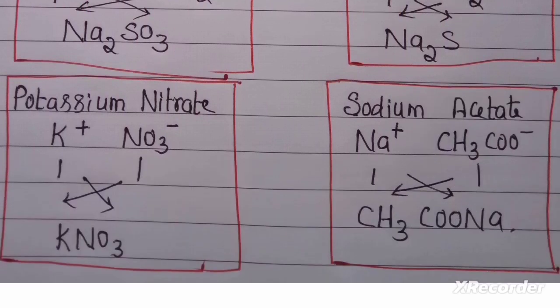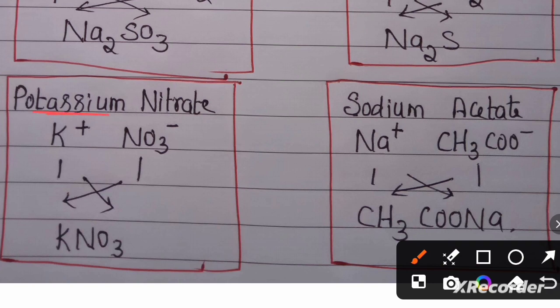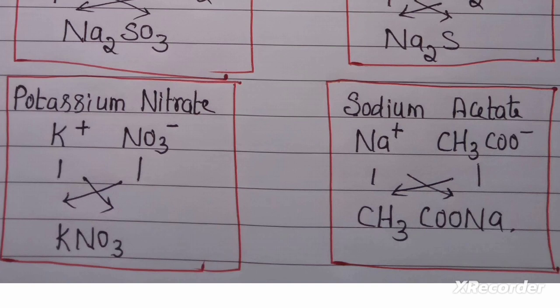Now potassium nitrate, potassium ion formula K+, nitrate formula NO3-. So both have the same valency. While writing the formula, take one potassium and one nitrate. The formula is KNO3. Now sodium acetate, sodium ion formula Na+, acetate CH3COO-, both having the same valency. While writing the formula, take one sodium and one acetate. So the formula is CH3COONa.